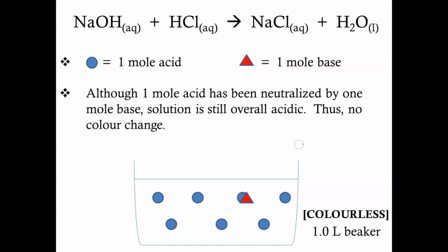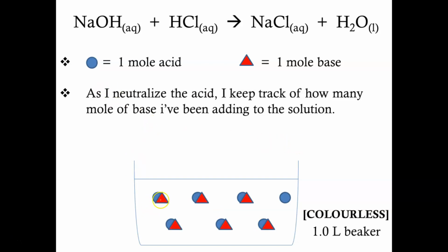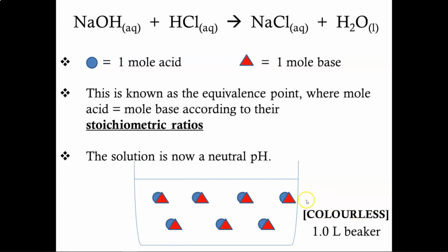So you continue on with the titration, adding more and more base until finally you get to the point where all of the acid is pretty much neutralized except for one left. So long as you have acid floating around, even if there's not a lot, the solution is still acidic and the indicator remains colorless. By adding the last base, I have neutralized all my acids and my solution is considered to be neutral. This is known as the equivalence point, where the moles of acid and the moles of base are stoichiometrically equal. So there's no more sodium hydroxide, no more hydrochloric acid, just the salt and the water produced during this neutralization reaction. The solution now has a neutral pH.